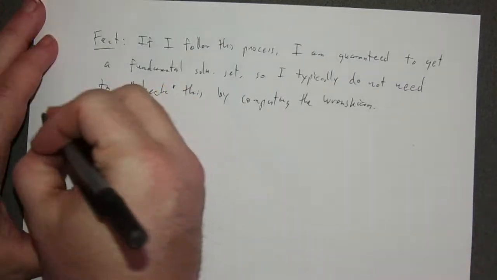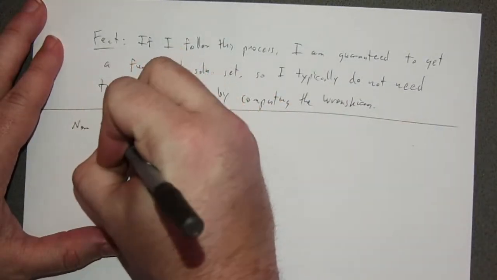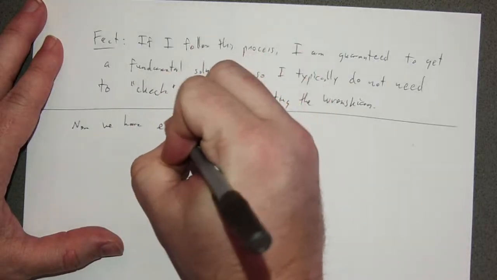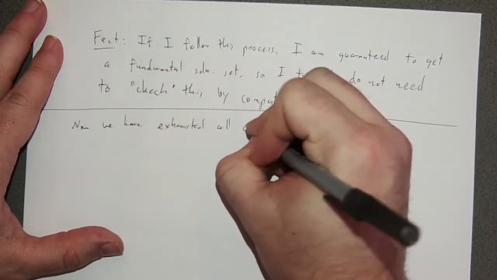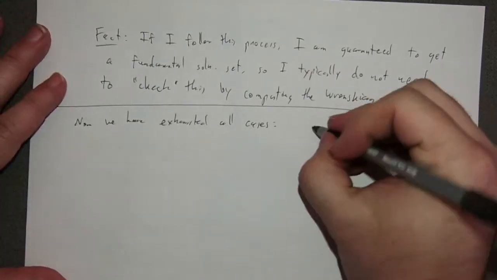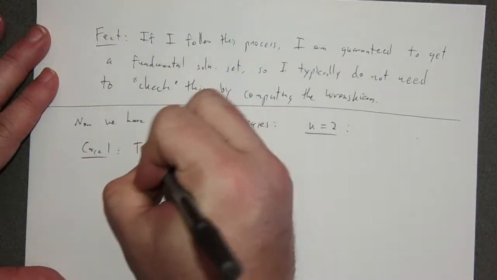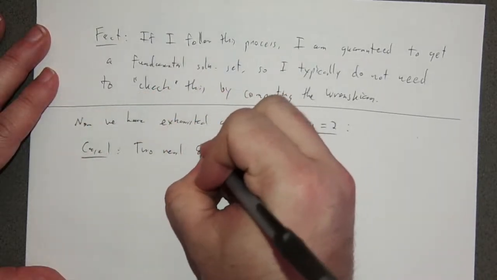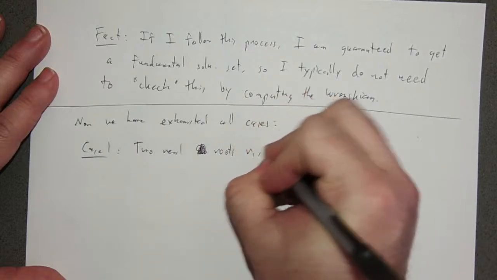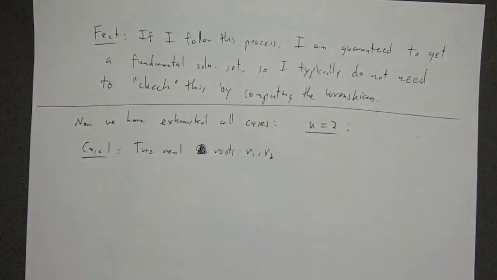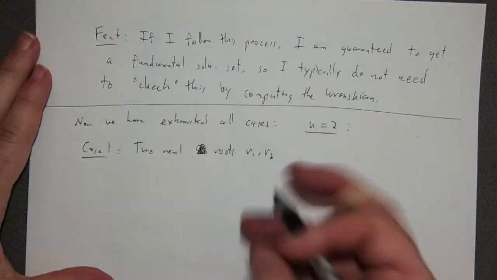So now we have, maybe I should write it all on this page. Now we have exhausted all cases. Right? So when n is equal to 2, what are the cases? Case 1, two real roots, R1, R2. Of course, when we're talking about roots here, we're talking about the characteristic polynomial. So the first step in any of these problems is to write out the characteristic polynomial and then find its roots and see what case you're in, right? So case 1, 2 real roots, R1, R2.